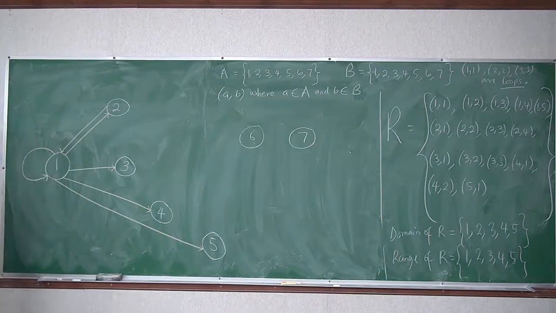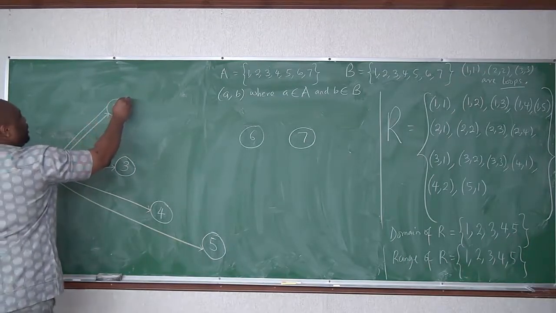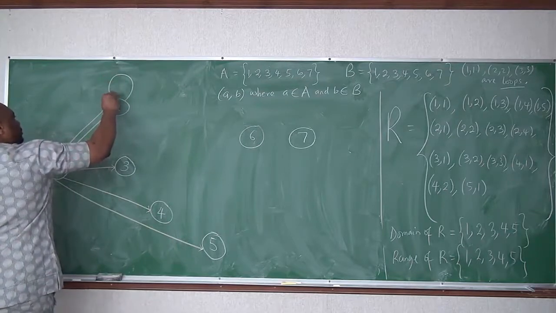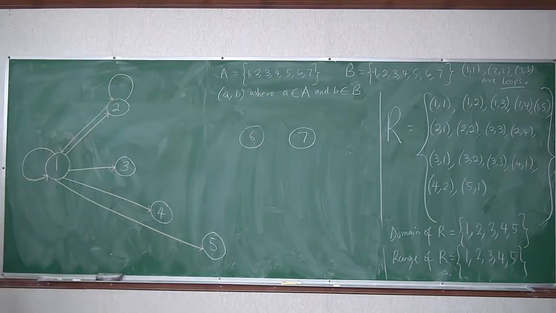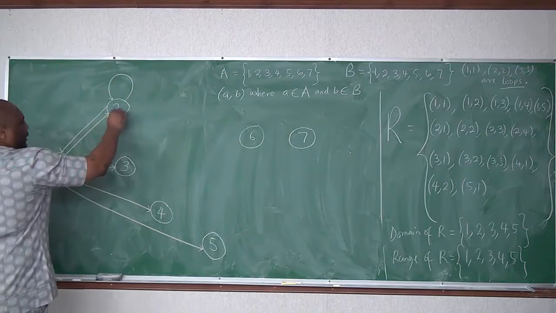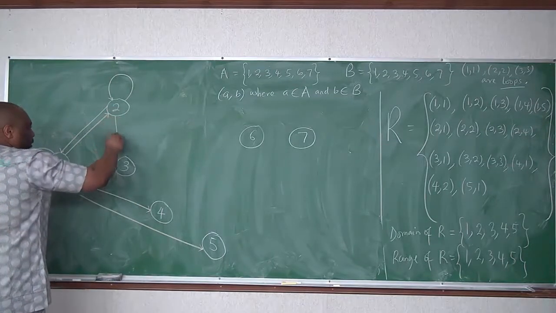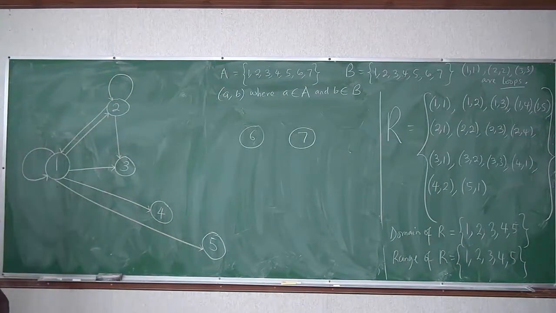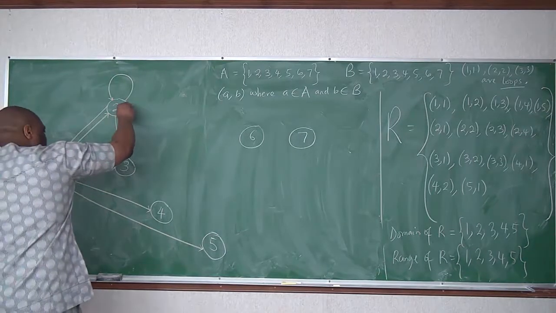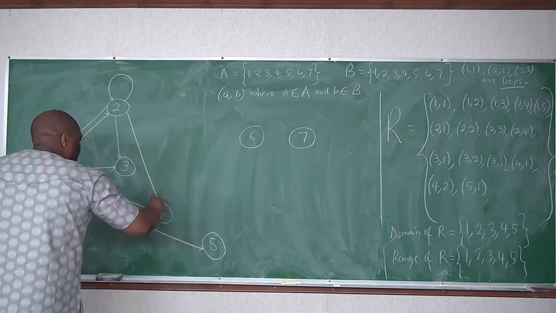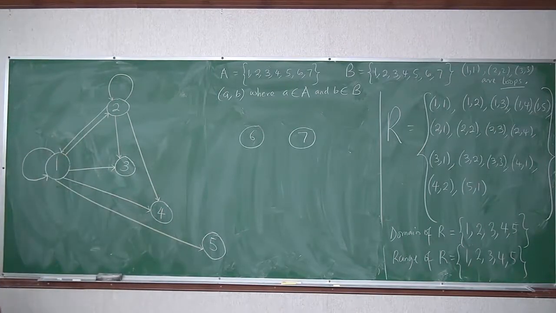Okay? Then 2, 2. This is a loop. I put it like a loop. 2, 3. Starts from 2, ends at 3. 2, 4. Okay? Starts from 2, ends at 4.